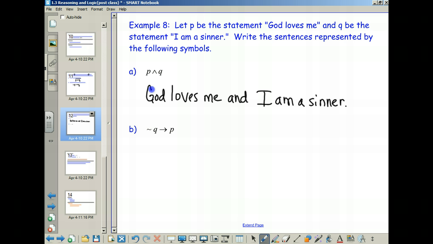Now in part B, we actually do have that arrow, which means the easiest way to write this is to start out with what word? If. That's the easiest way to write this. And then we start out with the tilde Q part. And what does tilde Q say? I am not a sinner.